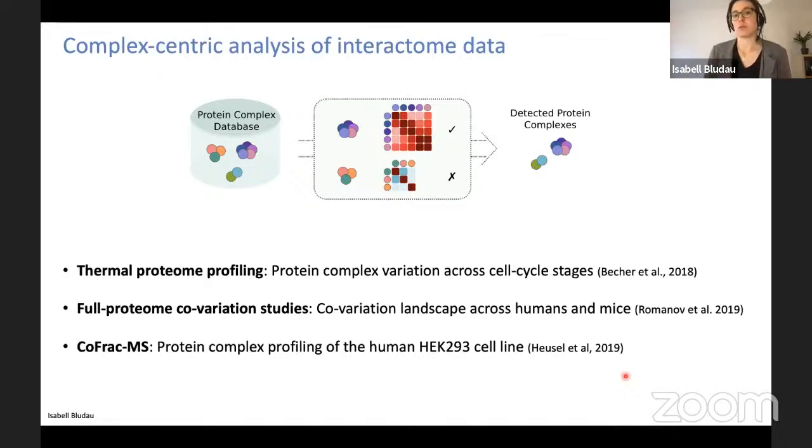Usually what we do is we take a protein complex database, as you can see here, and then we also generate a protein complex decoy database. I will get to this a few slides down the line. But the idea is that we then compare the number of detected signals for the target complexes to the detected signals for the decoy complexes. And then we can build a scoring and an FDR model for this.